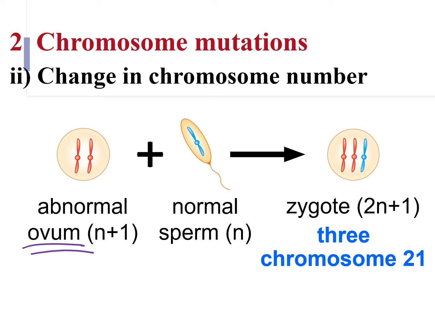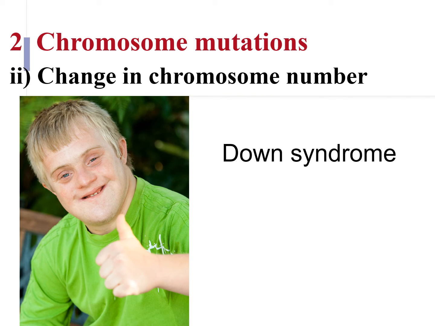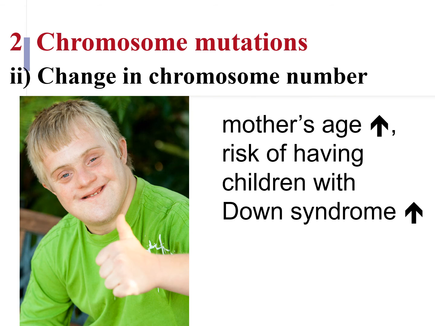If you have an extra chromosome 21 in one of the gametes, such as the ovum, mixing with a normal sperm gamete with another chromosome 21, altogether you will have three chromosome 21. Having an extra chromosome 21 is no good. It will lead to the problem called Down syndrome. When the mother's age increases, the risk of having children with Down syndrome also increases. That means in the second meiotic cell division, the chance for the sister chromatids to fail to separate also increases.